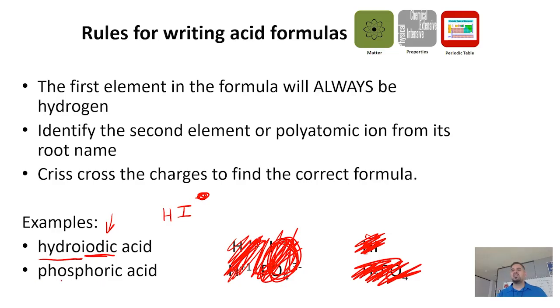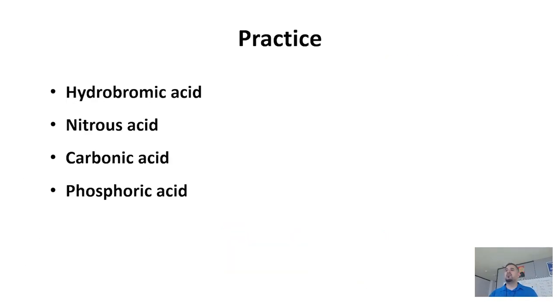All right, next one is phosphoric acid. Is this one binary? No. So this is where we're going to need the ATE turns into IC. So over here we have IC. So what is this? That's going to be phosphate. What's the formula for phosphate? What's the charge? So how many hydrogens do we need? So H3PO4. Now that's easy, right? All right, let's go ahead and move on.